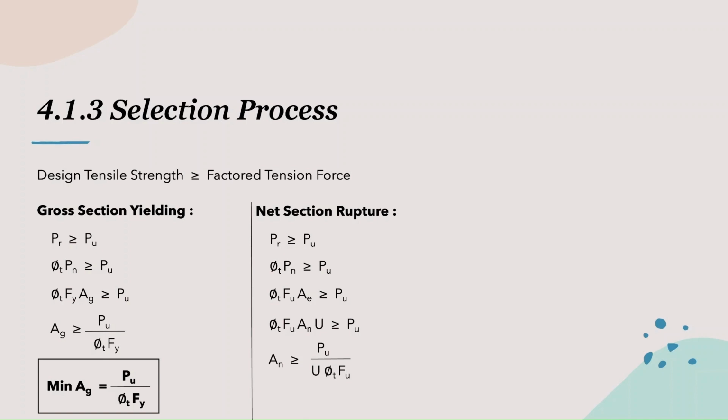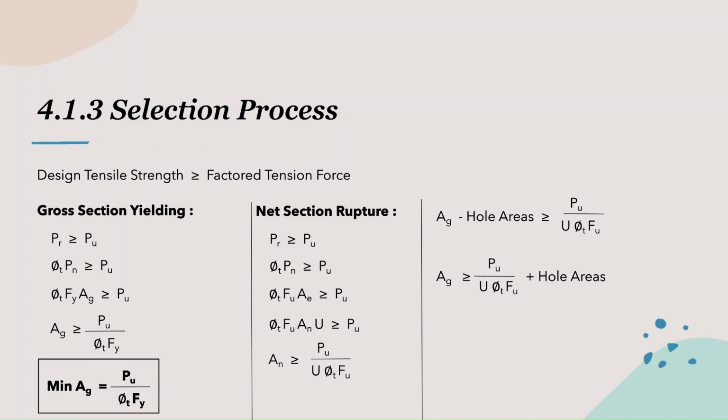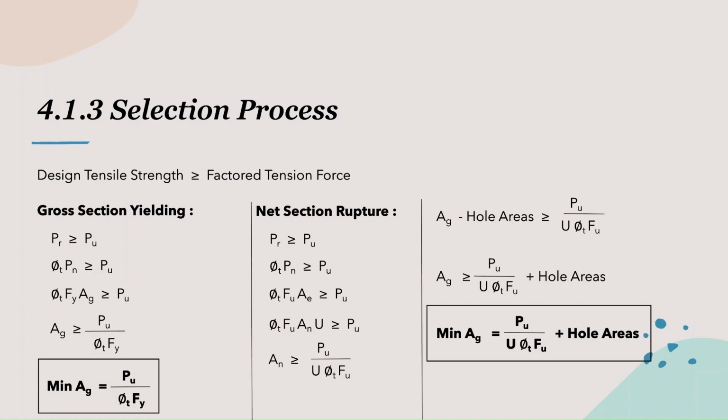But here I am trying to calculate the required gross area. So we need a gross area term in the equation, right? We have net area here. We know that the net area is the gross area minus the area of holes. So the gross area of the section should at least be equal to or greater than the terms on the right. So the minimum gross area required for net section rupture is this formula. Till now we have calculated the two equations to compute the gross area required. The greater of the two areas will govern the design and the section is selected appropriately.